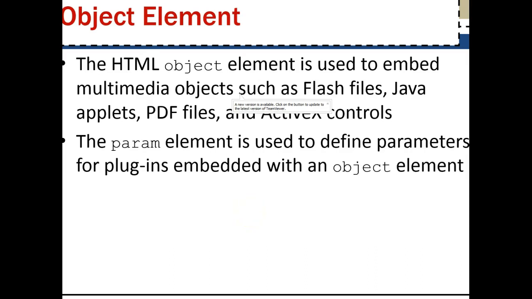We can use the object element to embed multimedia such as Flash, Java applets, ActiveX controls and things like that. The param element is used to define the parameters for the plugin embedded within that object.